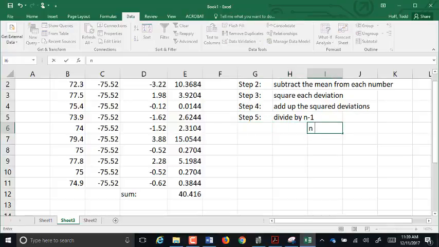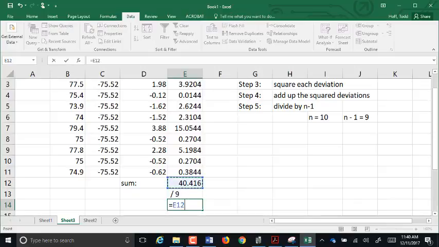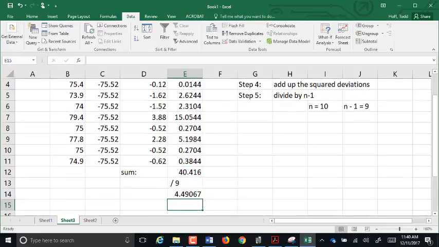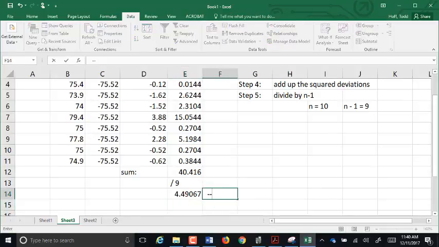For this data set, n equals how many? n equals 10, right? So n minus 1 would equal 9. So that means we are going to divide by 9. This, by the way, is what's called the variance.